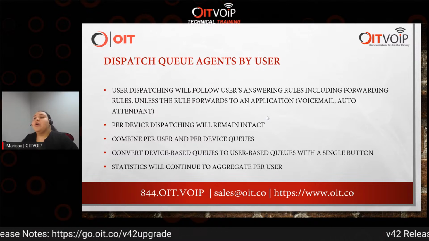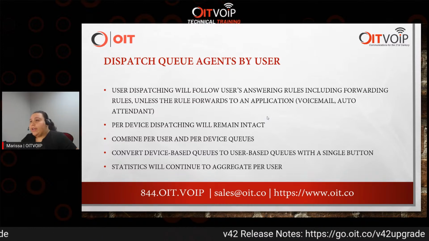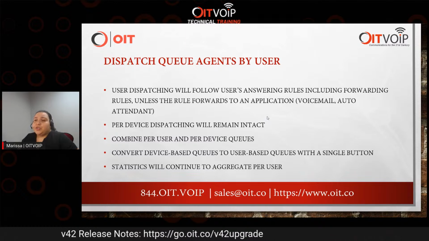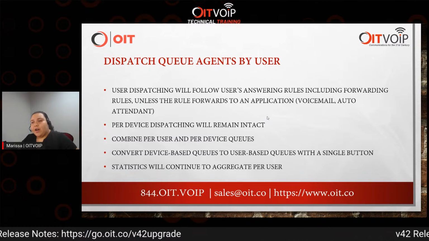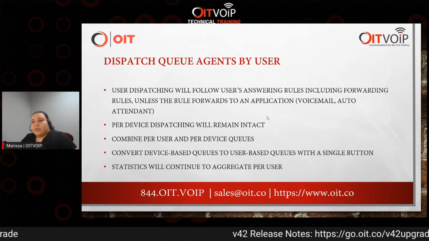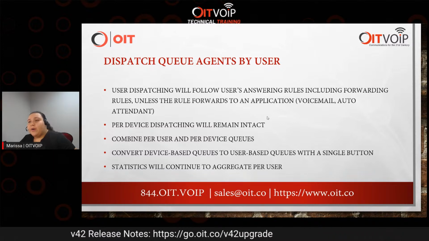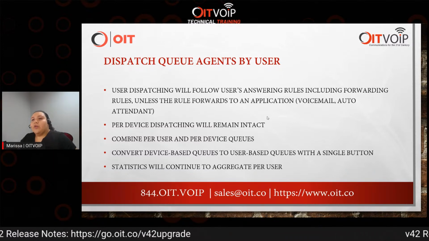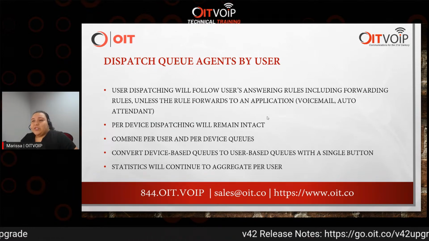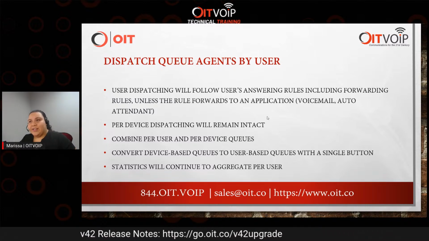Now with v42, you will have the ability to dispatch users and it will follow their answering rules. Essentially, if you have a forward to or a simultaneous ring set up on the answering rules of that user, the call queue will then respect that. The only time it will not be respected is if you have the rule forwarding to some kind of application. So if it's going to a voicemail or an auto attendant, the call queue will essentially ignore that and not ring the user, so that you don't have calls accidentally going to voicemail.